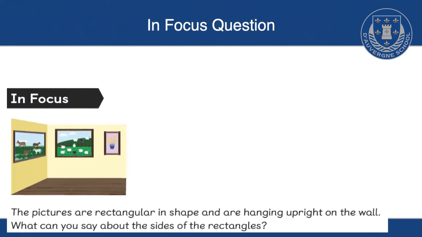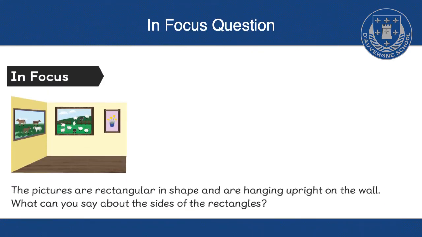In focus question. The pictures are rectangular in shape and are hanging upright on the wall. What can you say about the sides of the rectangles? So again, remember the language we've already used: perpendicular, parallel, using arrows, horizontal, vertical. Think about those and write anything you can to describe the rectangular shapes, the pictures that you can see. Okay?